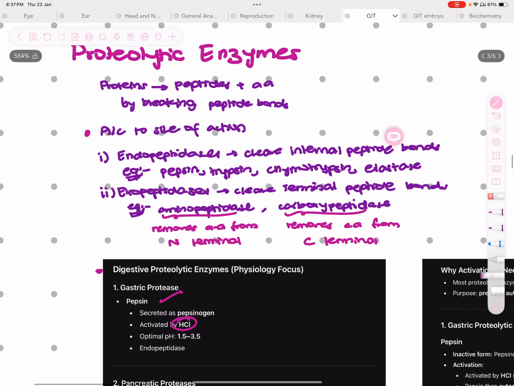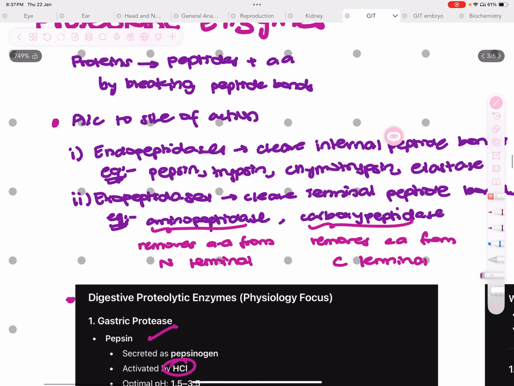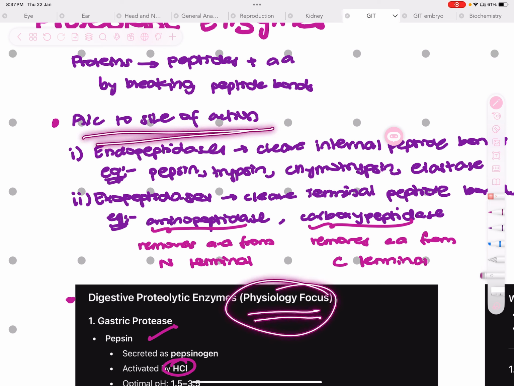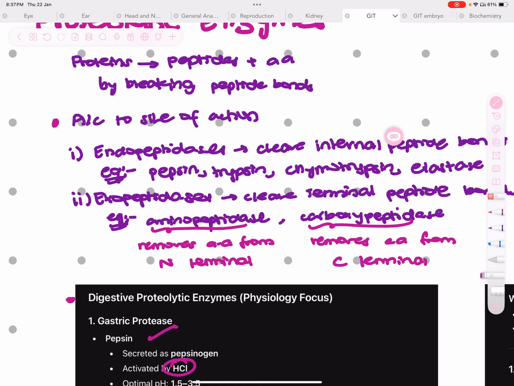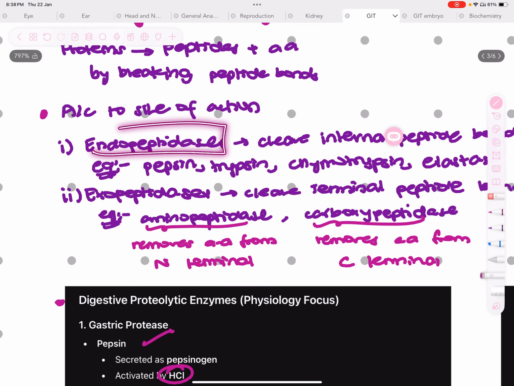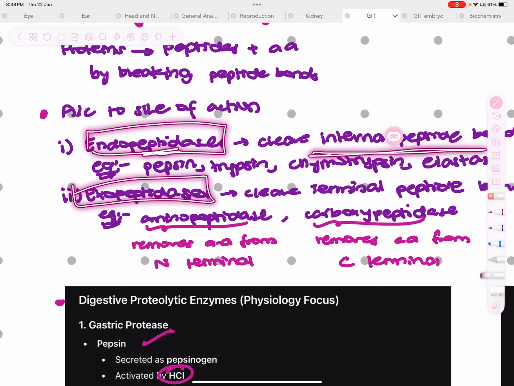Now proteolytic enzymes are divided into two categories: one is according to the site of action, and the other is according to their physiological focus. In other words, what part of the body they particularly focus on and digest the proteins in. So first of all, according to the site of action, you have endopeptidases and exopeptidases. Endopeptidases cleave internal peptide bonds, whereas exopeptidases cleave terminal peptide bonds.